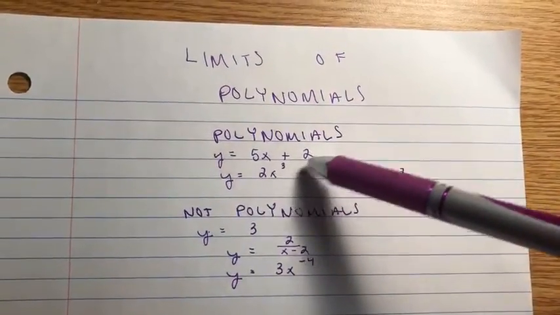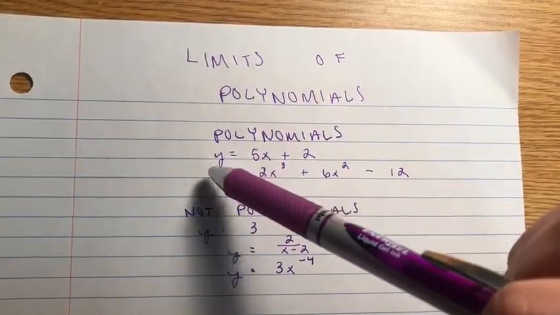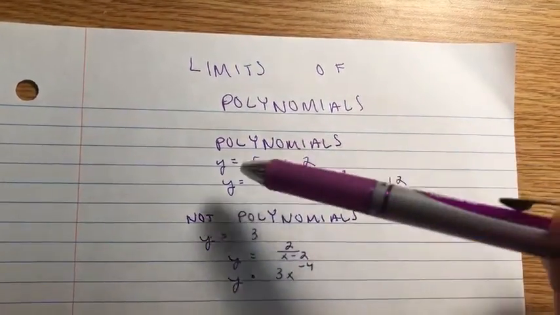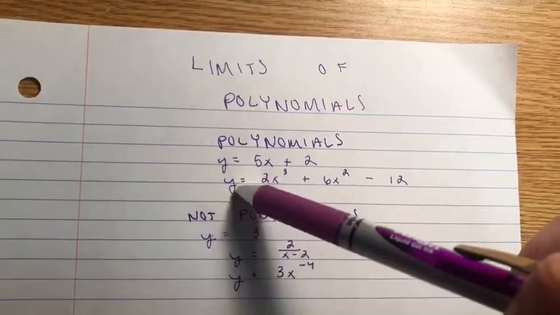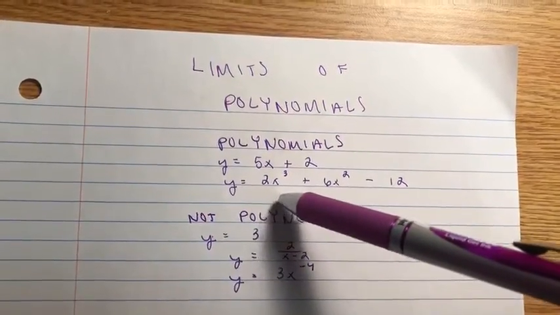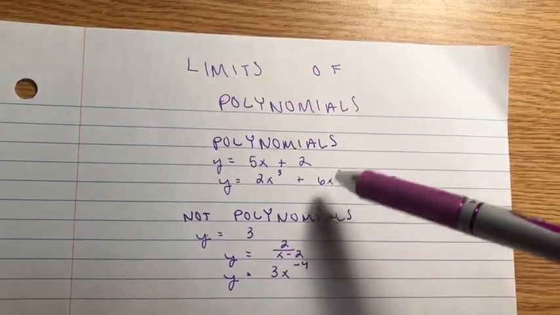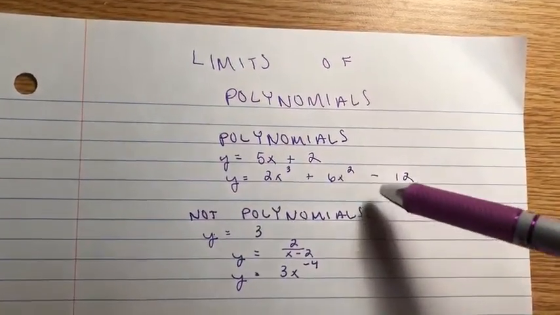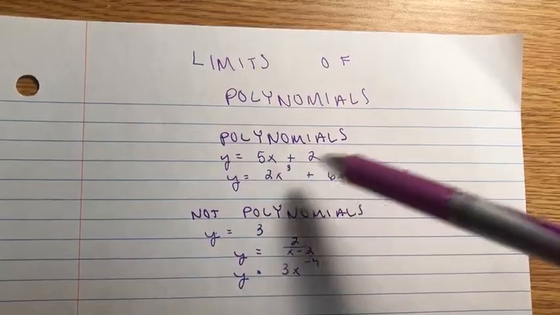So here we have our function y equals fx plus 2. This is a polynomial because there's multiple numbers. And then here we have y equals 2x to the third plus 6x squared minus 12. Also a polynomial because there's multiple numbers and our exponents are not negative.